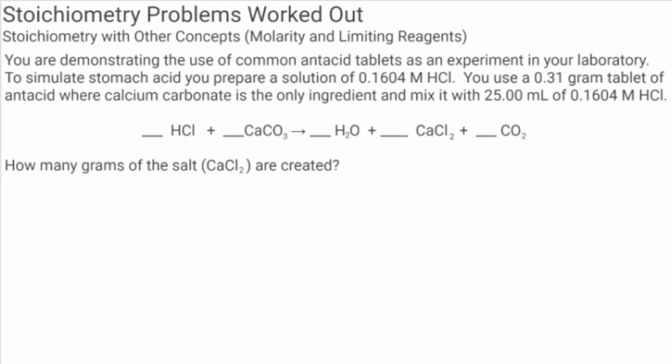All right, so we have: you're demonstrating the use of common antacid tablets as an experiment in your laboratory. To simulate stomach acid, you prepare a solution of 0.1604 molar HCl. Now, molar is the capital M, and basically what that means is you're going to have moles of whatever analyte you have per liter of solution.